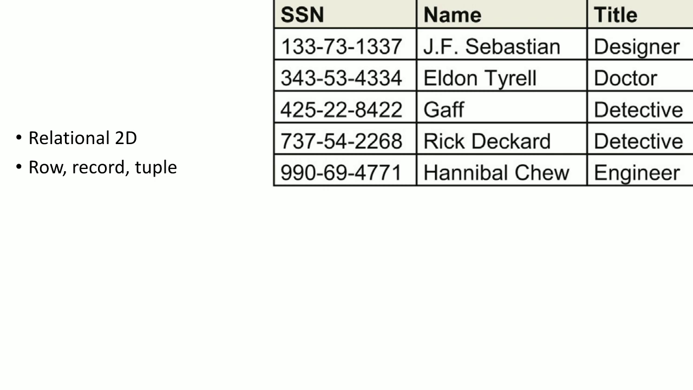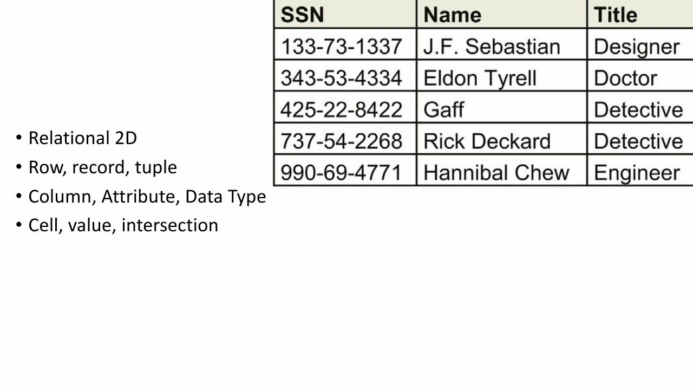So a row in this table is called a record, and it is also called a tuple. And a column, for example SSN, which is social security number, is known as an attribute, or it is actually certain data of a certain data type. In this case, in SSN we find a certain format of social security number, so we cannot deviate from this format while inserting data in this table.